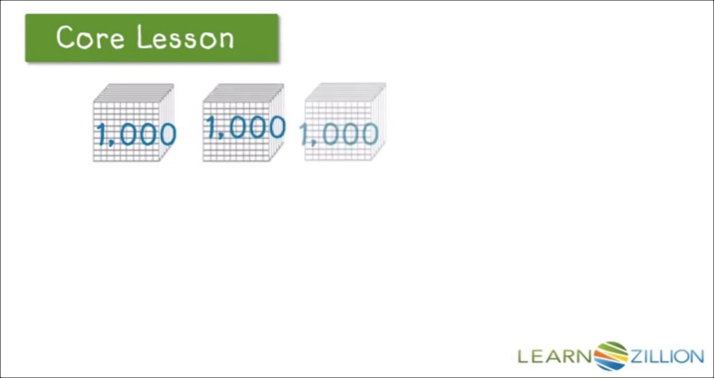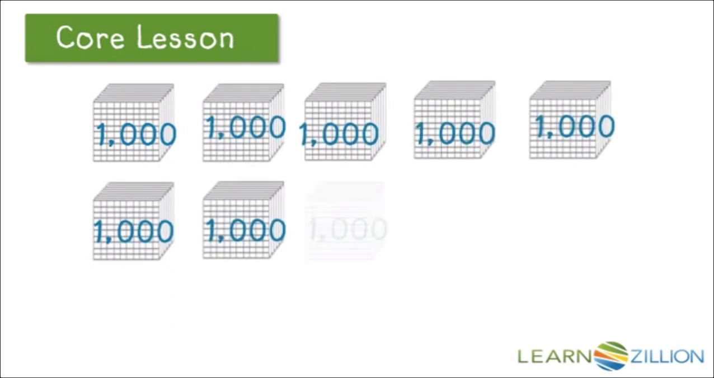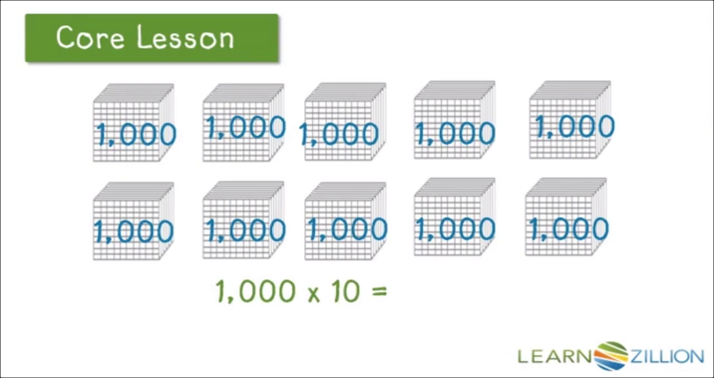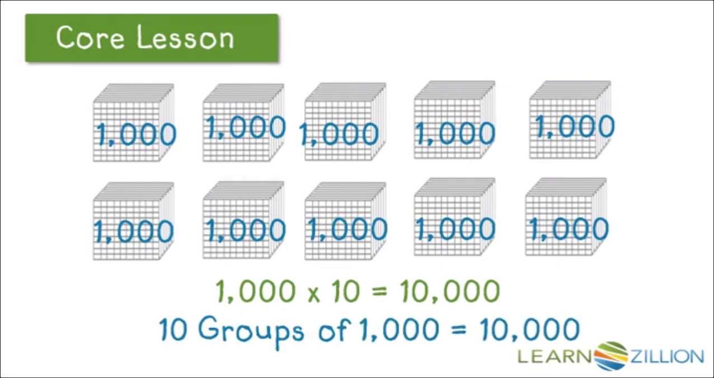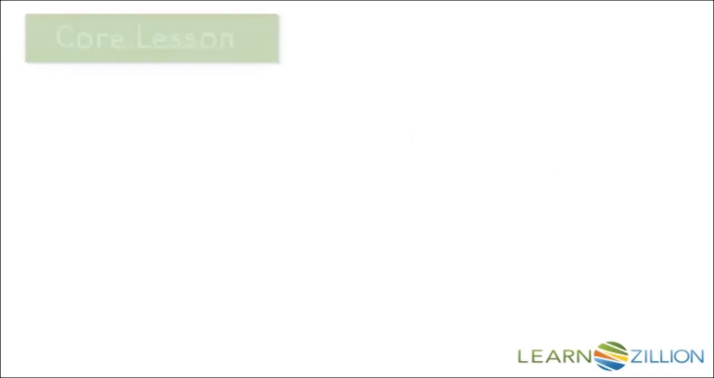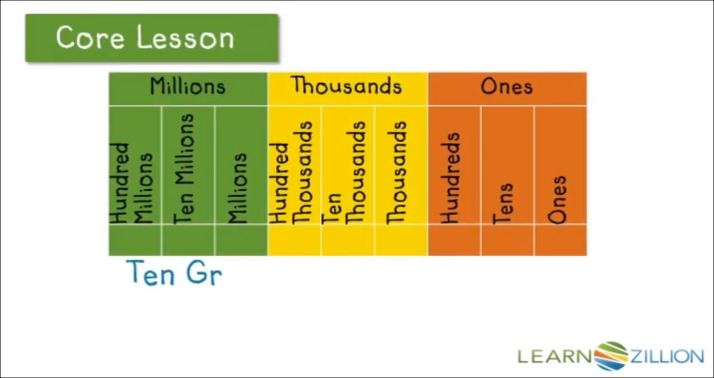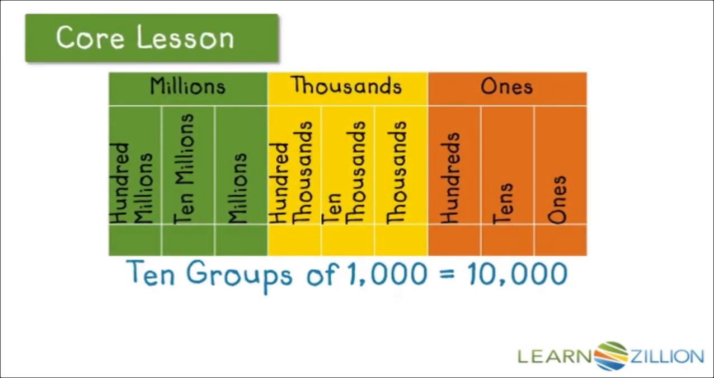Let's look at 10 groups of 1,000. 1,000 times 10 is 10,000. Or 10 groups of 1,000 equals 10,000. If we look at this number on a place value chart, we notice that when we went from the thousands to the 10,000s, the number gets 10 times bigger. 10 groups of 1,000 equals 10,000.